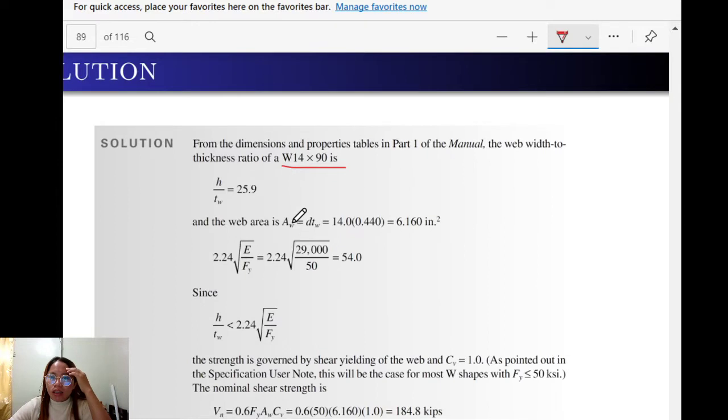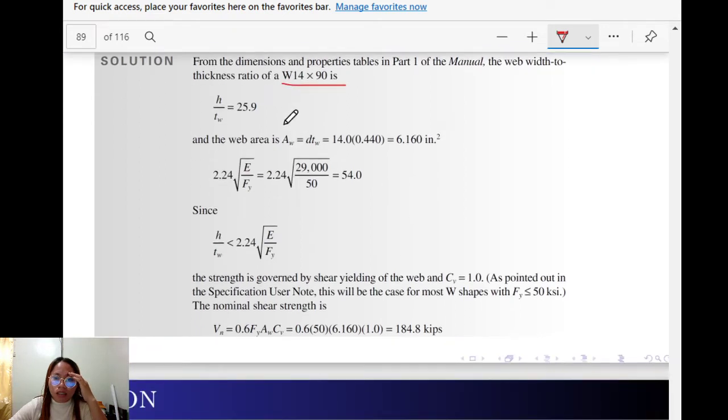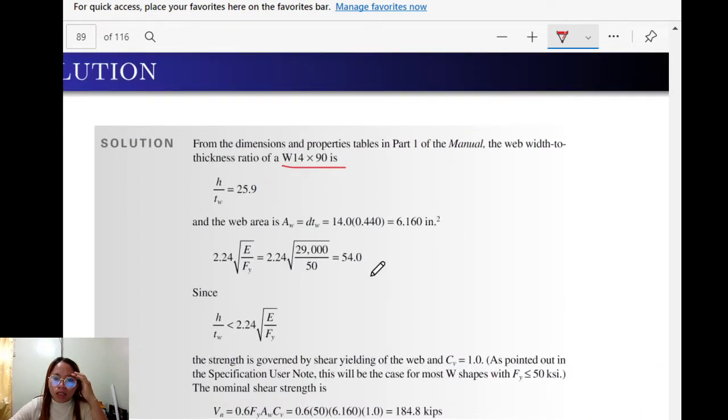The web area is equal to the depth of the section times the thickness of the web. Since this is W14, try to look in the manual, the depth is also 14, times the thickness, which is equal to 0.44. We'll use this one later in the computation of the nominal shear force.